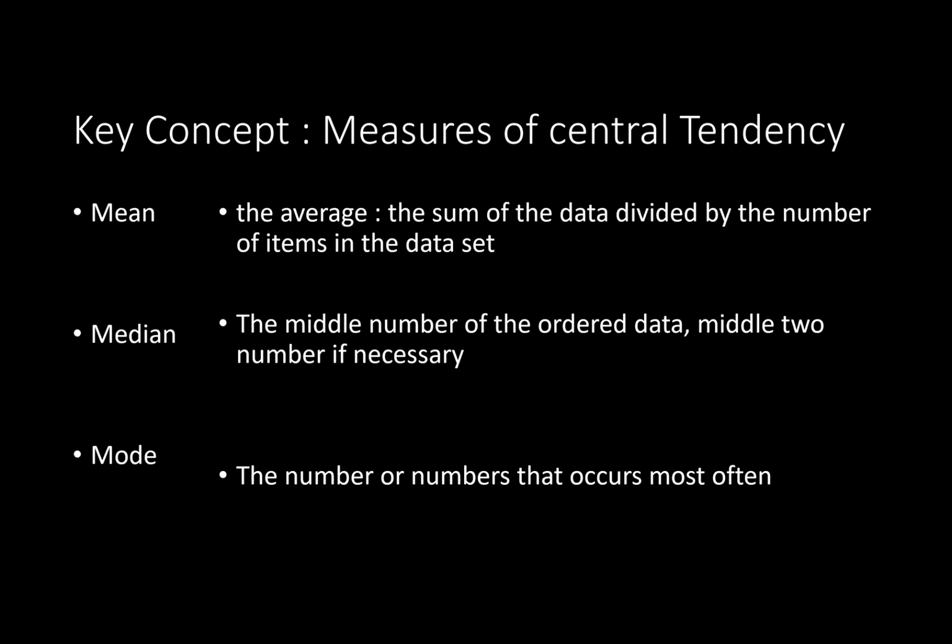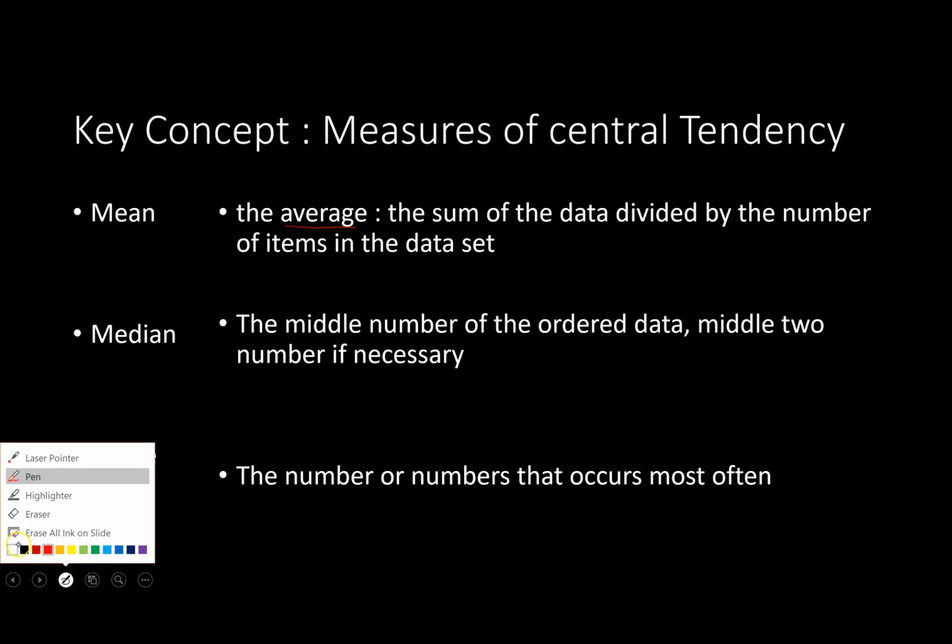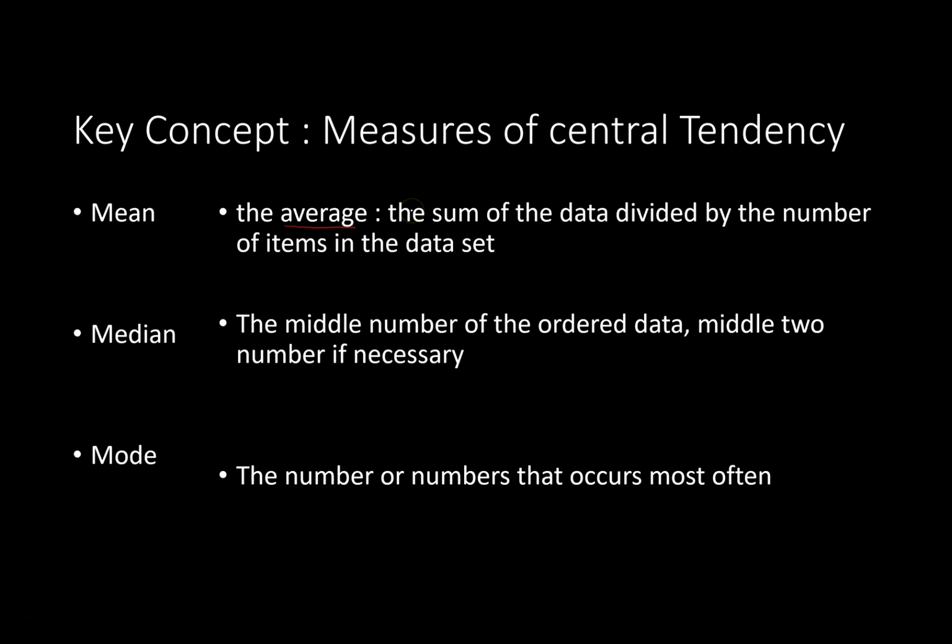Okay, so first, what is a measure of central tendency? Well, those are those three things you've probably heard before: the mean, median, and mode. Those are the three measures of central tendency. The mean is the average, which is what a lot of us remember. It's the sum of the data, all the data added together, divided by however many are in the data set.